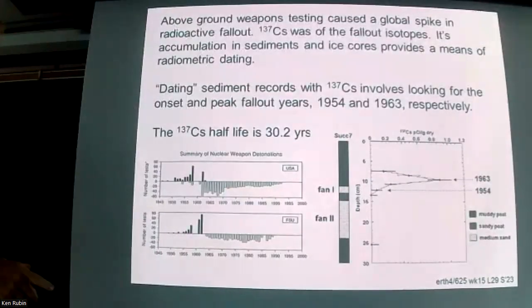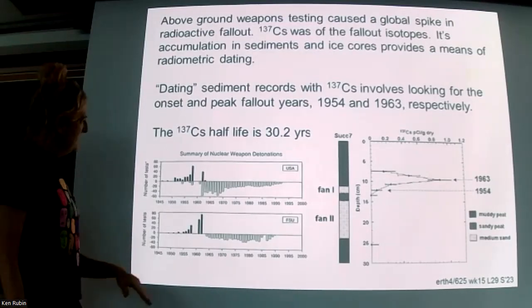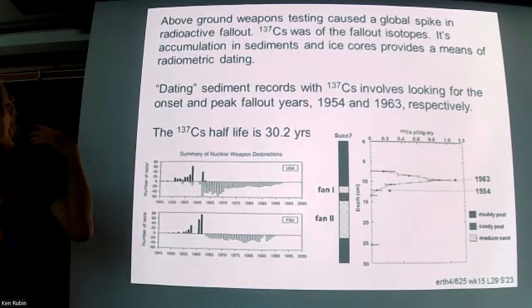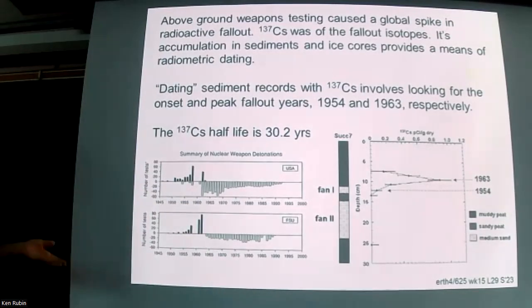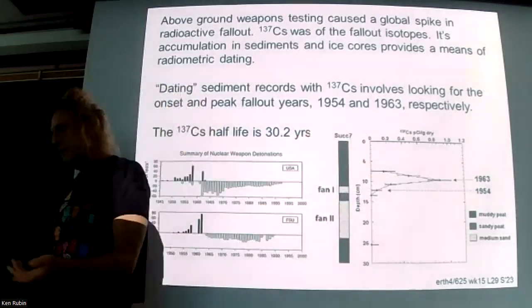Before we look at the cores, I just want to remind you of one other thing. When we did the above ground nuclear testing, and this is just the USA and the former Soviet Union, which contribute the vast majority to the global fallout, two of the things that fall out are cesium-137, as we've talked about, and strontium-90.